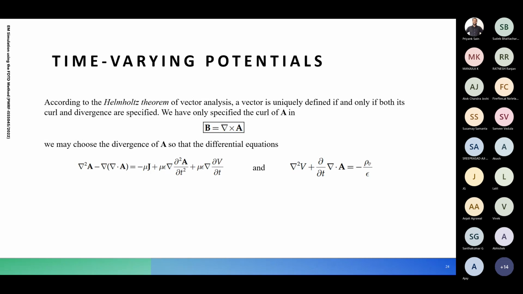In the previous slide, as you just saw, we had derived these two sets of equations. Now they are very complex, but by choosing a simple condition, the Lorentz gauge condition, we can simplify both equations. The Lorentz condition is given by divergence of A equals mu epsilon times dV by dt. So we had the curl of A, and now we have the divergence of A, so A is completely defined.